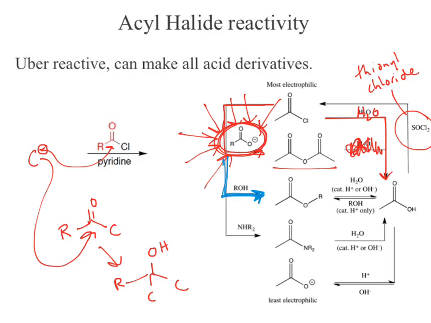LAH, lithium aluminum hydride, which would add 2 hydrides, and we'd end up with an alcohol. Or we could add DIBAL. What does DIBAL do? It only adds 1 hydride, which would make an aldehyde. It's only a ketone if you've got 2 carbons. It's a good question. I don't know how H2 would react with this. Probably not very cleanly.